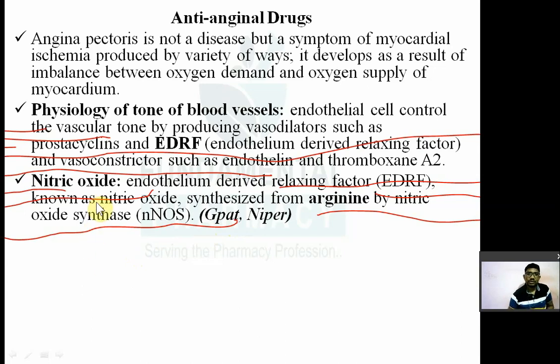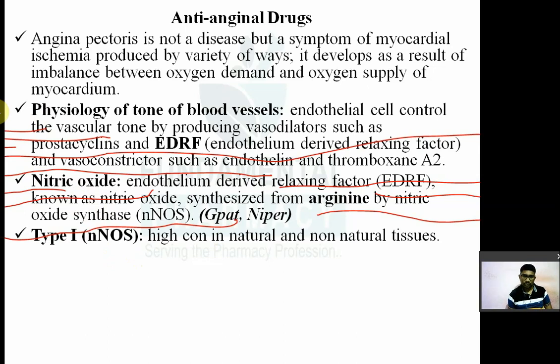Okay, so there are different types of nitric oxide synthase. There are type 1, type 2, type 3. This was a question in GPAT 2022. I will explain this. Nitric oxide synthase is the enzyme which catalyzes the conversion of arginine to nitric oxide. So there are three types of nitric oxide synthase: NOS. Type 1 nitric oxide synthase is present in high concentration in neuronal and non-neuronal tissues.